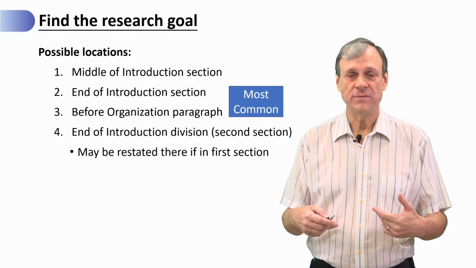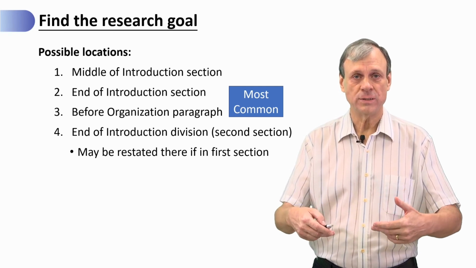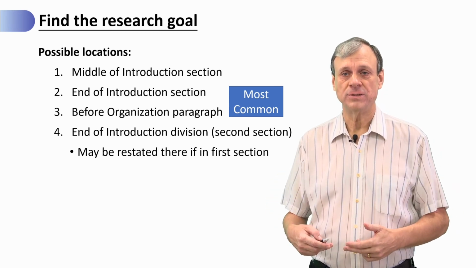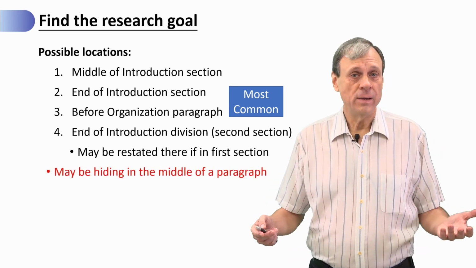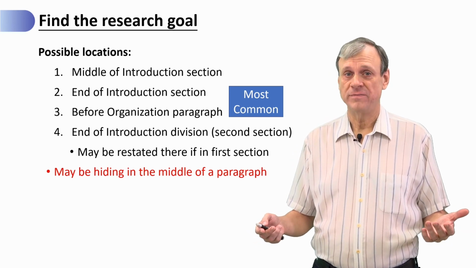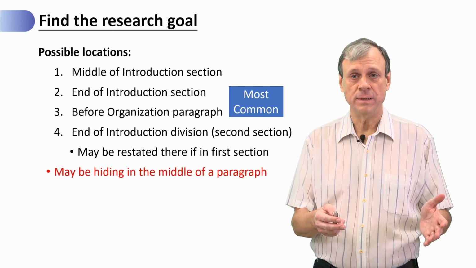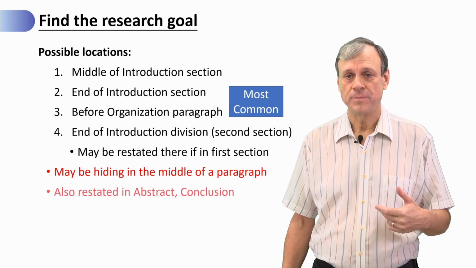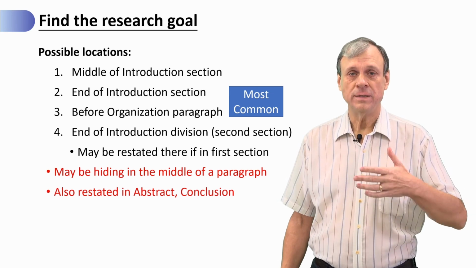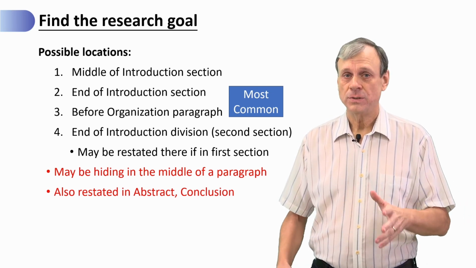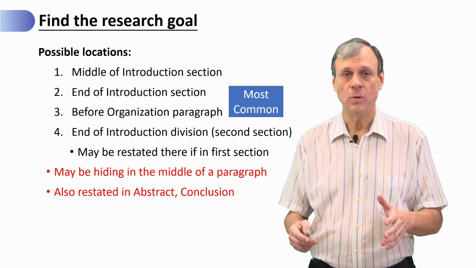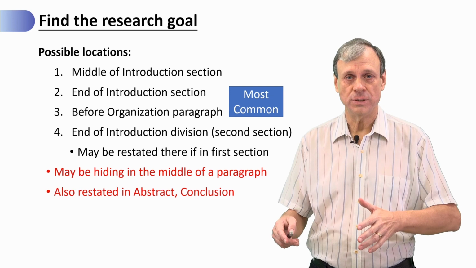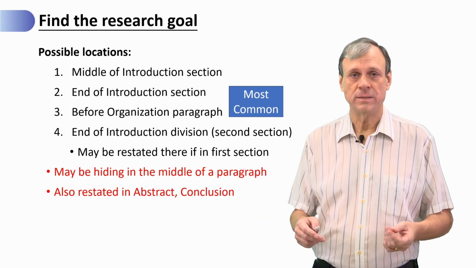And even if there's a first section, which is introduction, and a second section, it may be stated at the end of both of those sections. It may also be hiding in the middle of a paragraph. It's easier to find if it's at the beginning, but many writers will put it in the middle of a paragraph. And it's also restated in the abstract and conclusion. So if you're having difficulty finding the goal in the introduction, look first at the abstract and conclusion, find it there, and then go back to the introduction to look for it.